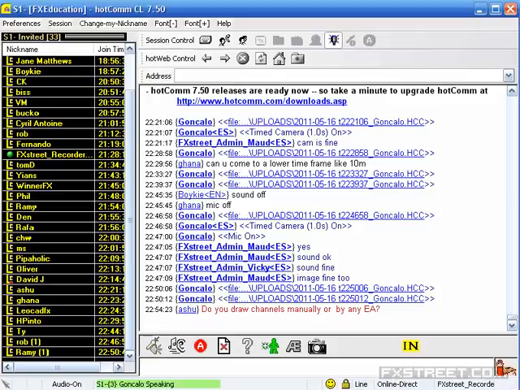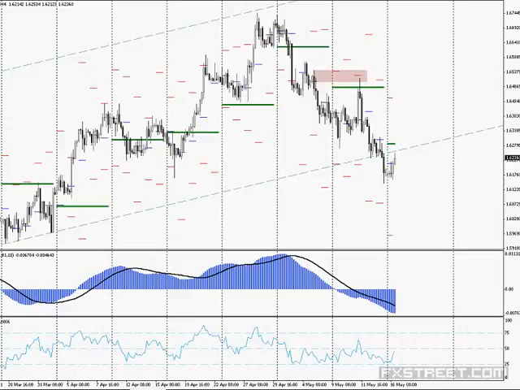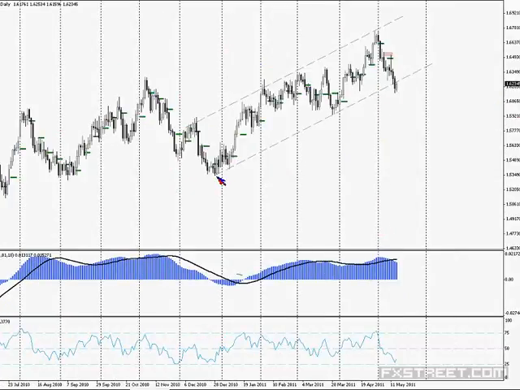Ashu asks me if I draw the channels manually or by any hand. The channels are drawn manually. In order to draw a channel, you first need obviously the baseline, which in case of an upward channel, you take the higher lows, and you just project that line to swing highs to the upside to have what we call the return line, which will be the resistance.